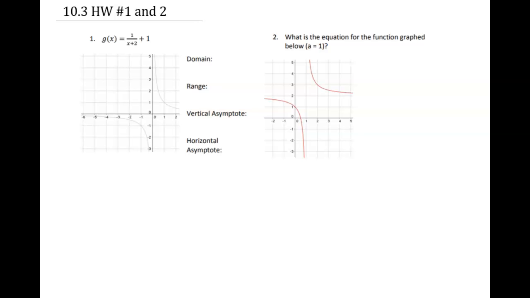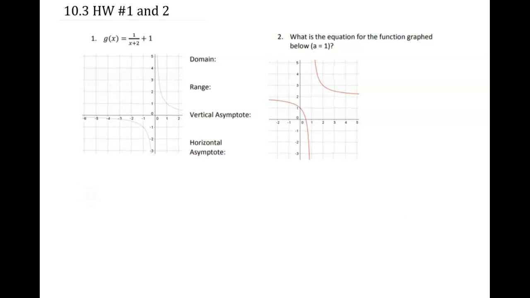This is the 10.3 homework, number 1 and number 2. Okay, so for number 1, looking at the equation, and since the general equation is y equals 1 over x, then here, since 2 is being added, we know y equals 1 over x is shifted 2 to the left. And since there's a plus 1 here, it's also being shifted 1 up.